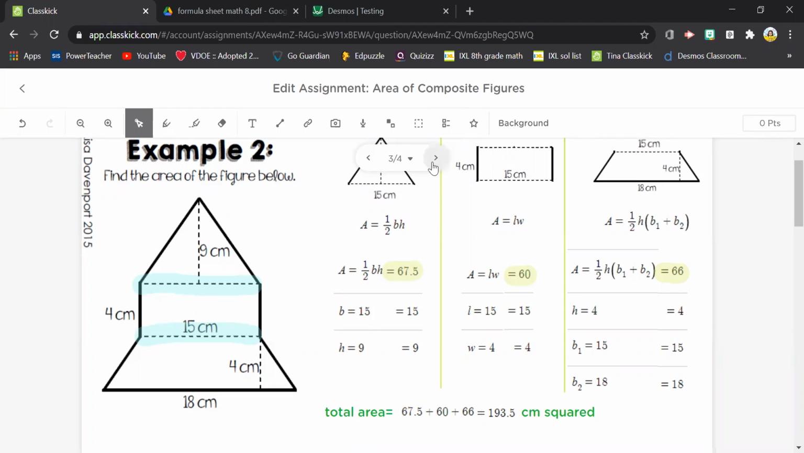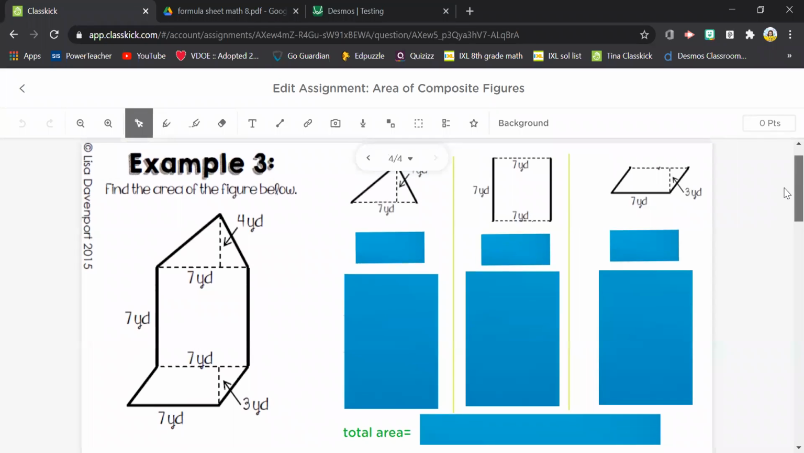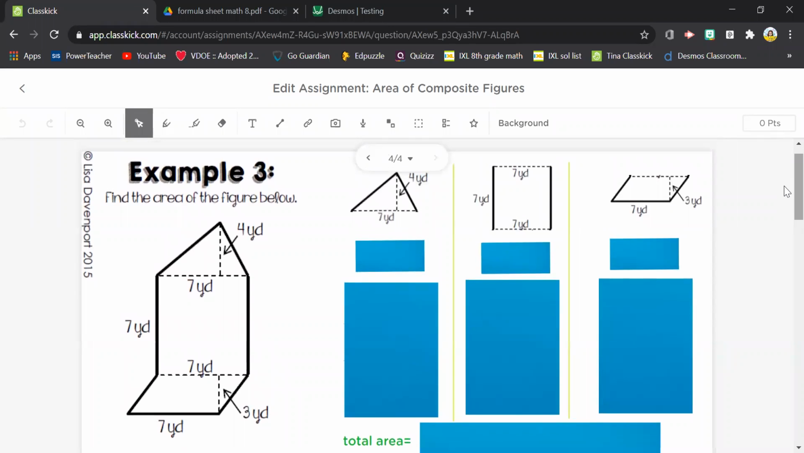Okay. Last example, example 3. This one's a funny looking shape. I don't even know what to describe it as, but I do see that if I were to cut across here and subdivide this shape, I have a triangle in the top, a rectangle, and technically this is a square, but it's a rectangle, and then a parallelogram across the bottom.